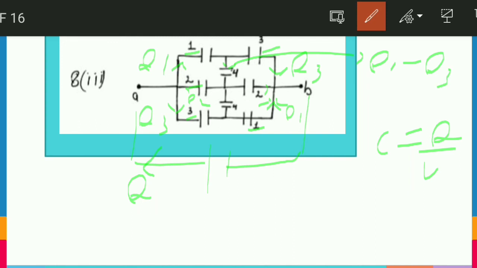And you can also see that this charge is also equal to Q1 minus Q3. It means that the charge that flows from here to here does not enter this branch or this branch. So what we can do, friends, we can draw an equivalent figure of this.